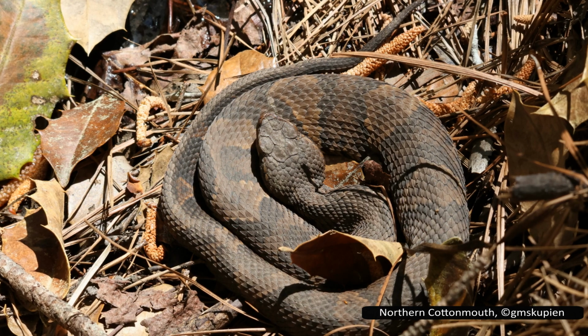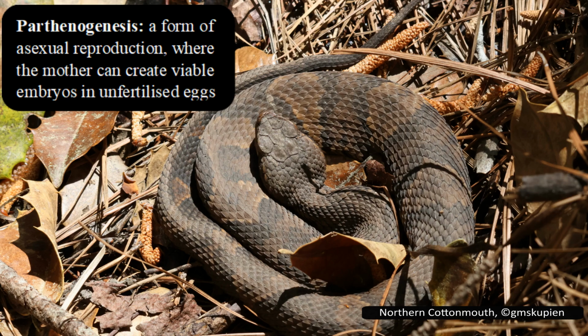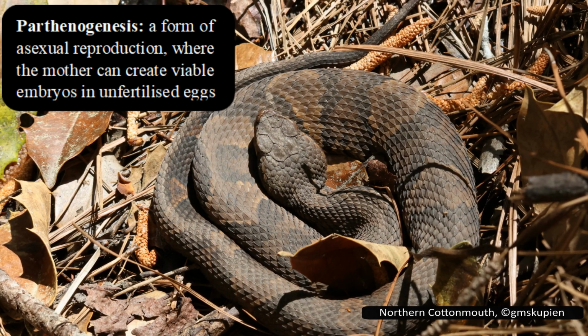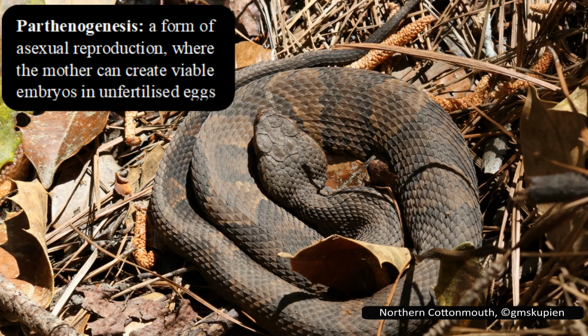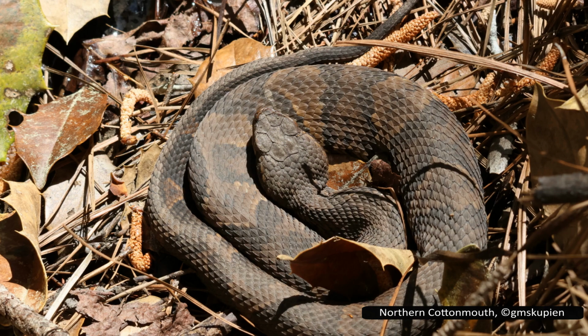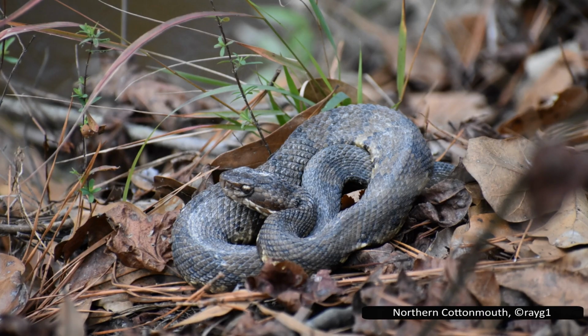Female cottonmouths can choose to undergo parthenogenesis if there is a lack of males in the area. Parthenogenesis basically creates a viable embryo from unfertilized egg cells, meaning that the female can have offspring without needing to mate with a male. The benefits of this are obvious. It still allows her to reproduce when there are few or no other cottonmouths around.